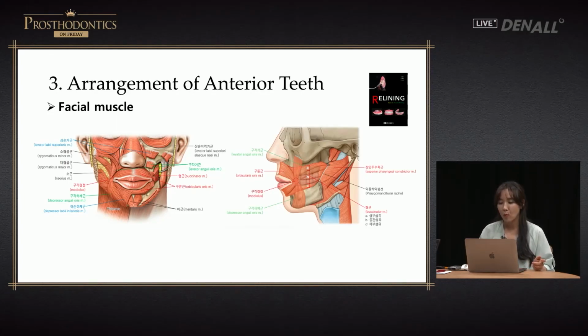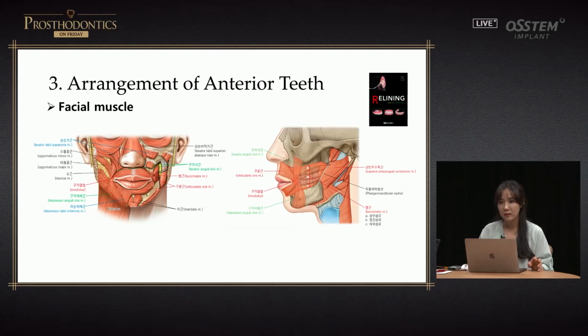In selecting anterior artificial teeth, we need to consider facial muscle movements and tension. Muscle tensions would be different between senior patients and young patients, and we need to check the facial muscle tension level of a patient, as the incisal edge position would be determined by the position of lips. As you can see here, there are many muscles indicated for your reference.